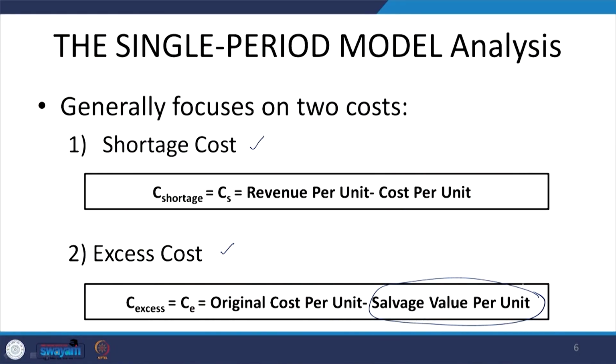Many a times you have this kind of arrangement that whatever is unsold will be taken back by the supplier. In that case, this salvage value will be subtracted from the cost price of that particular item. So, if we have a salvage value of 50 paisa and the cost price was 1 rupee, in that case the cost of overstocking will be only 50 paisa.